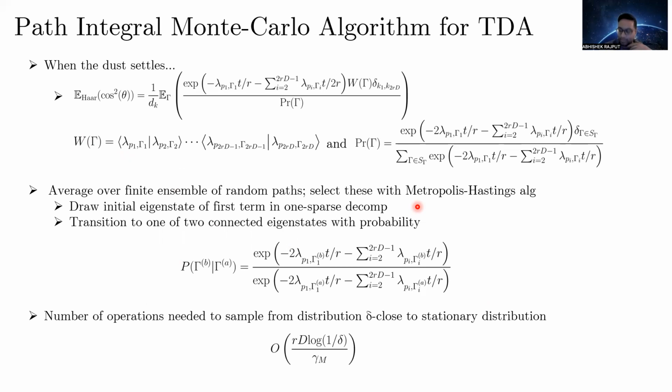And you let it evolve to its stationary distribution. Then you can show the number of operations that you need to sample from a distribution that's delta close to the stationary distribution is something like this, where R is the number of time steps in your Trotter decomposition, D is the number of one-sparse terms that you have, and gamma m over here is the spectral gap of the Markov chain. And then log 1 over delta is how close the distribution you're sampling from is to the stationary distribution.